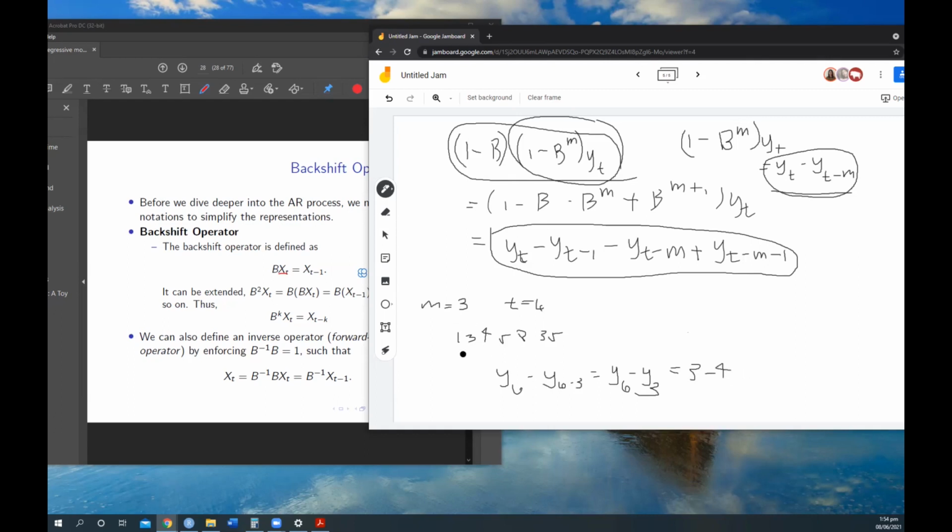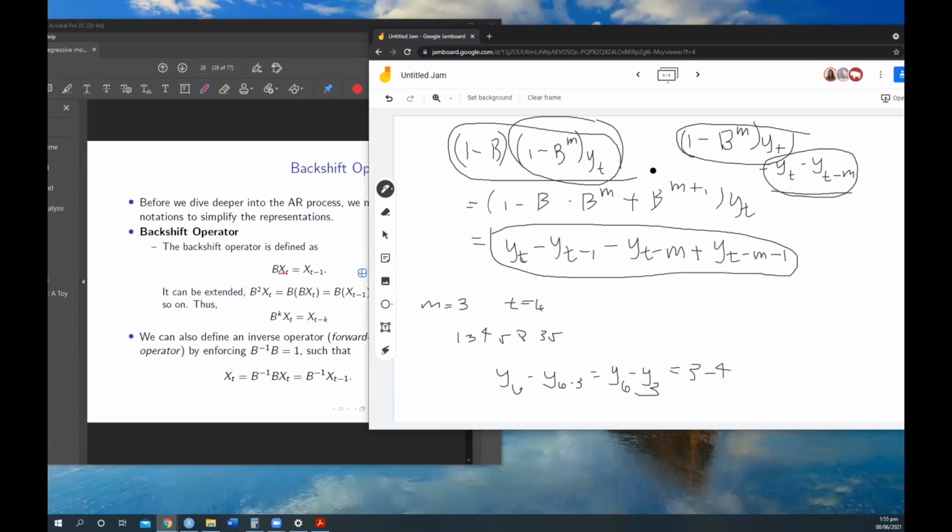So kung merong seasonality, di ba pag merong seasonality ang data, we expect that yung pattern niya mag-repeat siya, di ba? Regular ang pattern. So yung frequency niya is 3, every third value, yeah? Then this is the same as differencing it based on seasonality. Right? So this is now actually differencing based on seasonality.